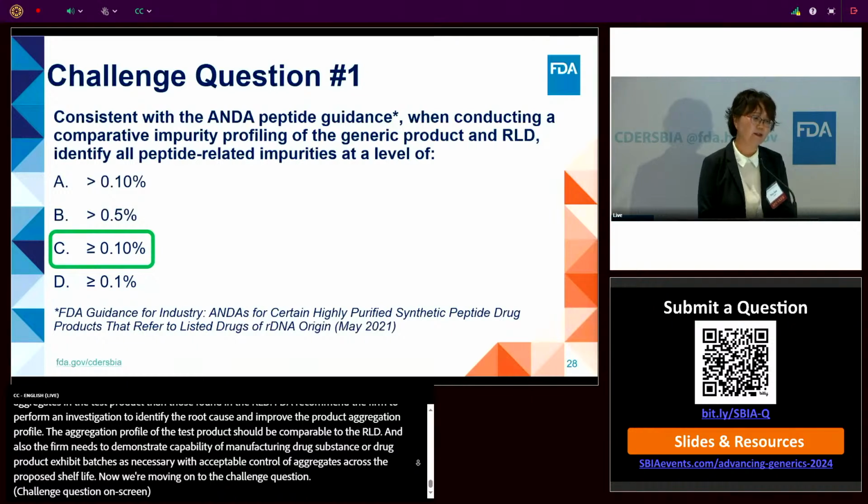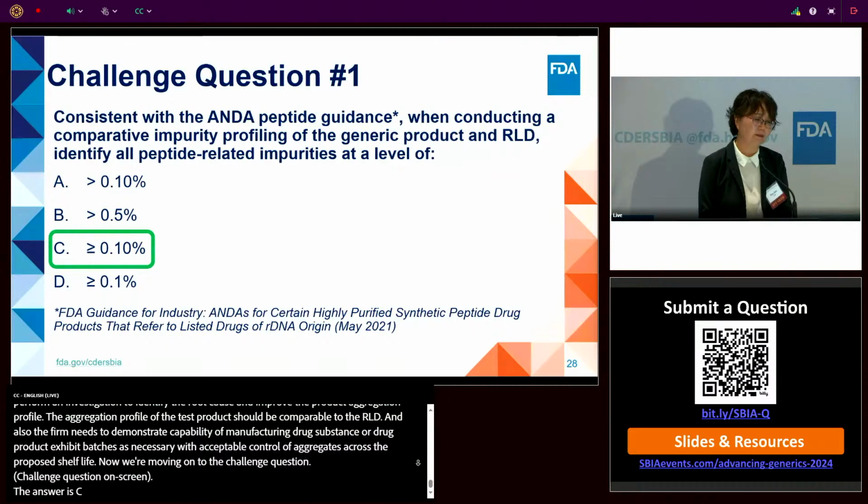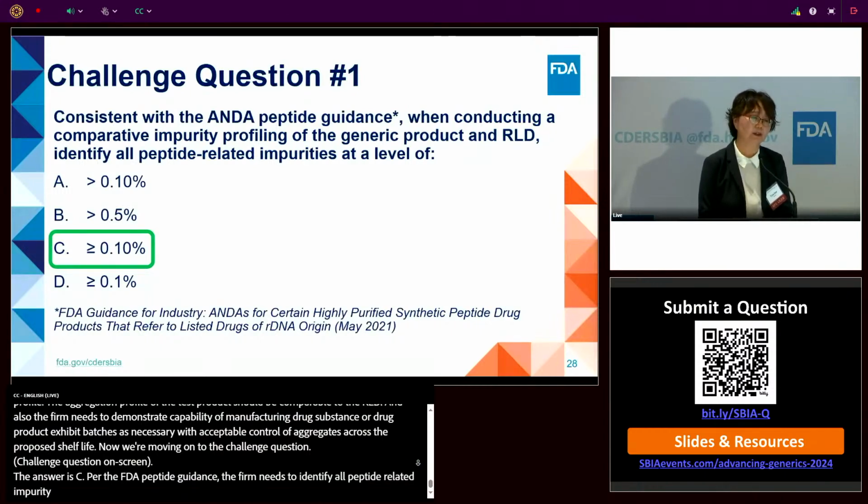The answer is C. Per the FDA peptide guidance, the firm needs to identify all peptide-related impurities at a level of greater than or equal to 0.10%.